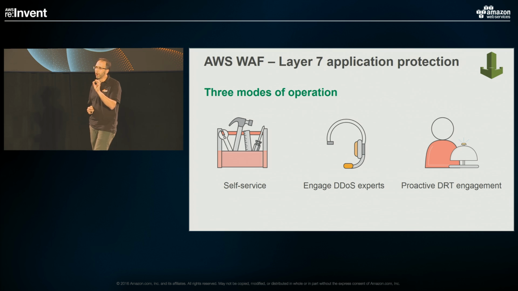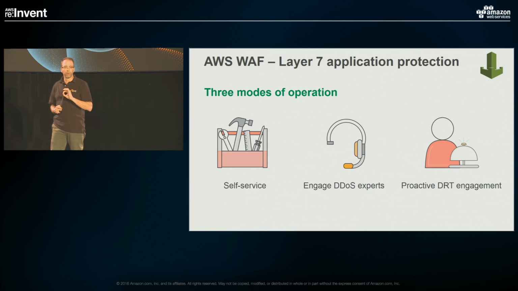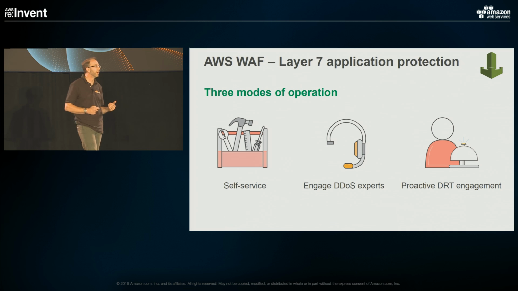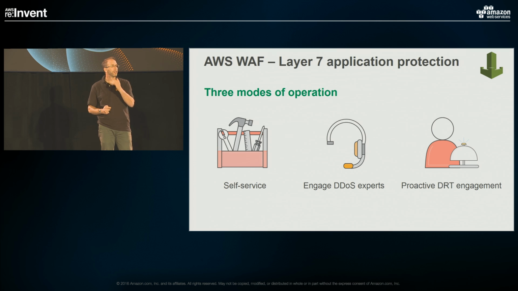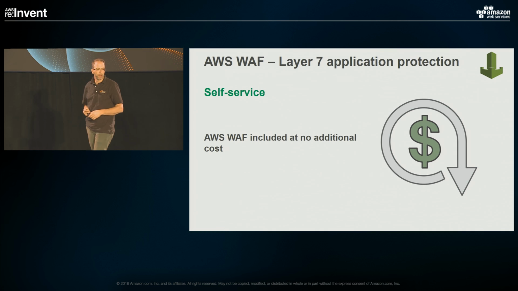There are 3 modes in which you can engage with AWS WAF. You can do it entirely on a self-service model. You can engage with our DDoS experts to help you, either proactively before an attack happens or during an attack. And there are ways in which you can enable our DDoS response team to act proactively on your behalf, if we detect an attack. We'll talk about those a little bit more.